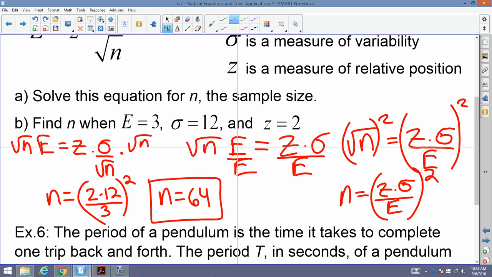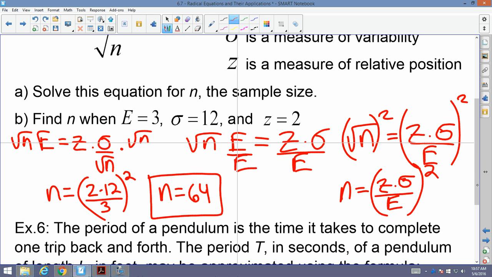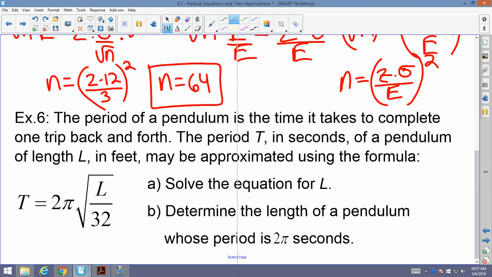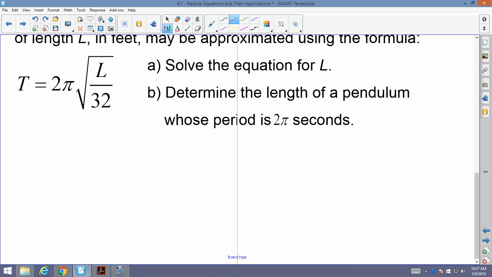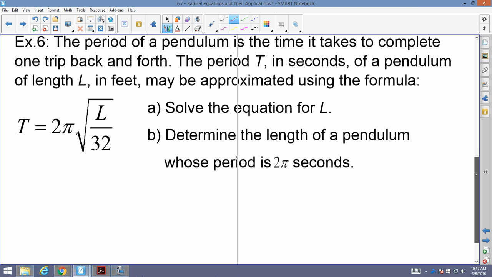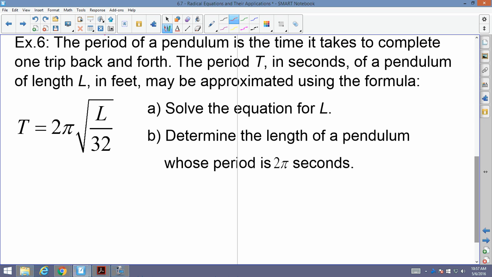Yeah, that's exactly right. This was just manipulating and knowing how to get rid of that radical. If you don't know the skill to get rid of the radical by raising it to the power of the index, it gets really tough, almost impossible. Last but not least, in this particular case, the period of a pendulum is the time it takes to complete one trip back and forth. The period T in seconds of a pendulum of length L in feet may be approximated using the formula T equals 2 pi times the square root of L over 32. Solve the equation for L.